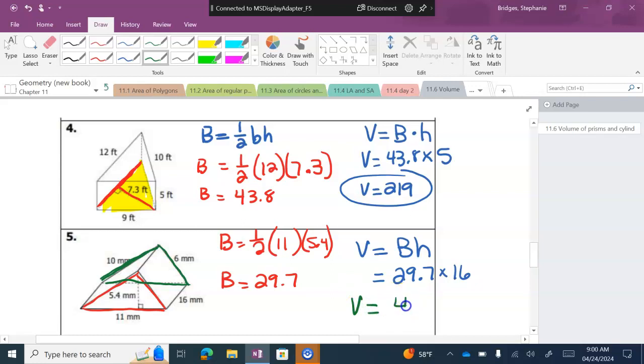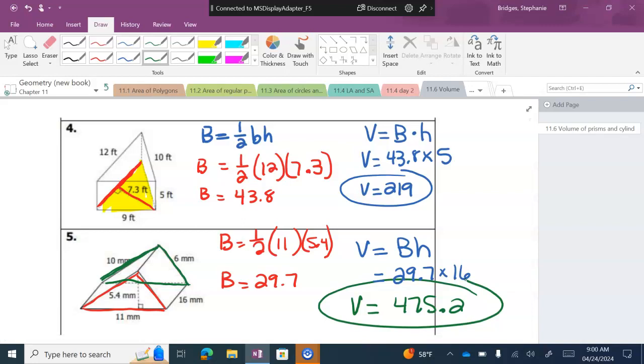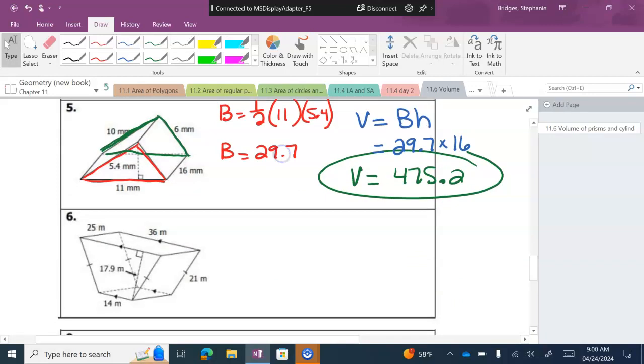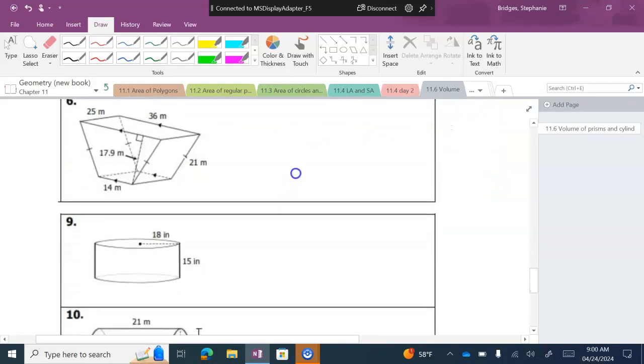So we're going to get 475.2. Can we go back to how we do it, like in the front? If we get another rectangular prism, yes. Are we kind of okay there? You've got to focus on the triangle and then find the distance between the two triangles.